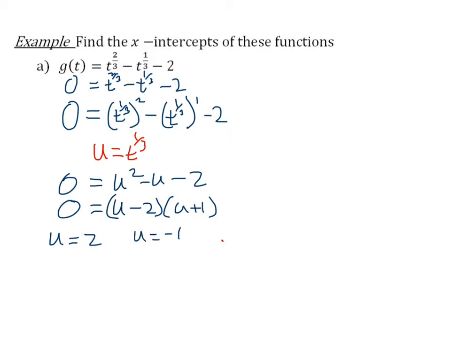With our substitution now, we're going to put our t to the 1/3 back in. We have t to the 1/3 equals 2, or t to the 1/3 equals negative 1. And we can go ahead and cube that. And when we cube it, we get t equals 8. Cube this side, and we get negative 1.